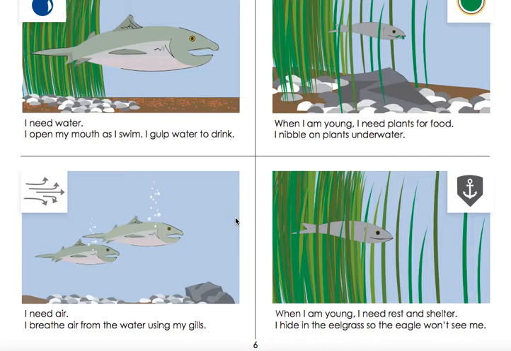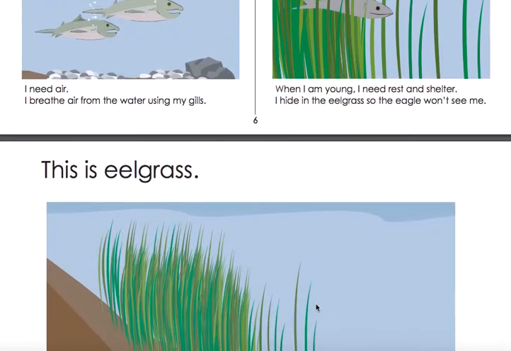I need air. I breathe air from the water using my gills. When I am young, I need rest and shelter. I hide in the eelgrass so the eagle won't see me.